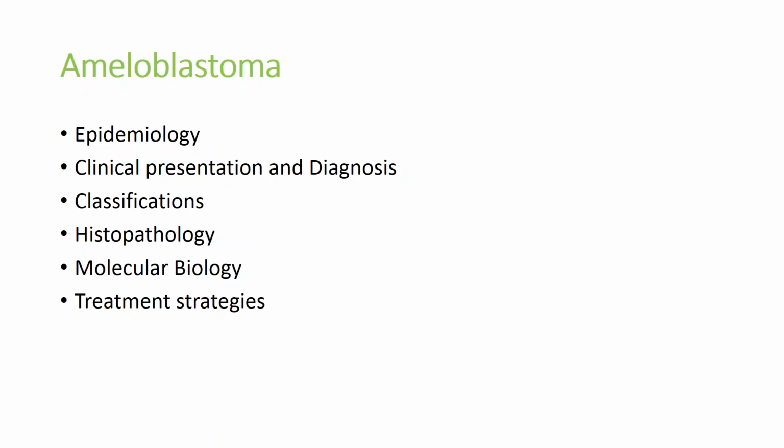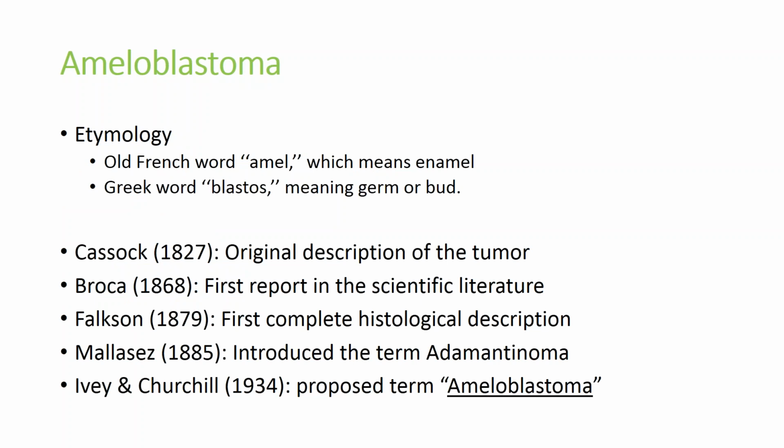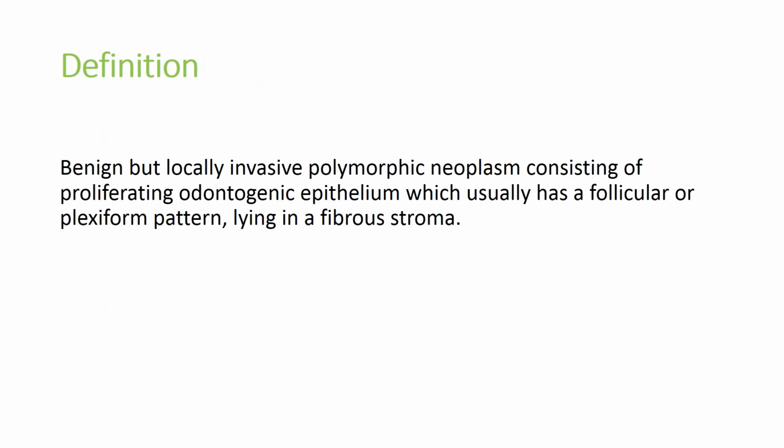Yeah. So the second part is the bigger topic, these ameloblastomas. These are the kind of things I'm going to touch on, mainly focusing on molecular biology, which has changed our understanding since 2014. The word comes from amel and blastos. It was first described in 1827. Churchill named it ameloblastoma in 1934. It is a benign but locally aggressive polymorphic neoplasm that contains odontogenic epithelium, has a follicular or plexiform pattern, and sits in a fibrous stroma.